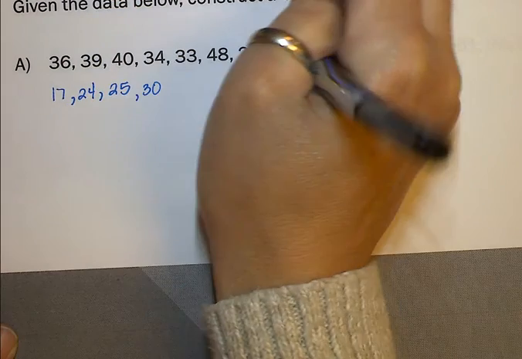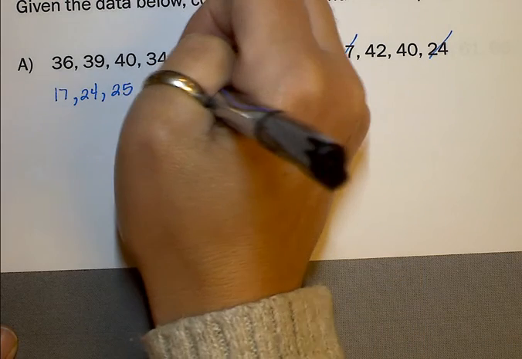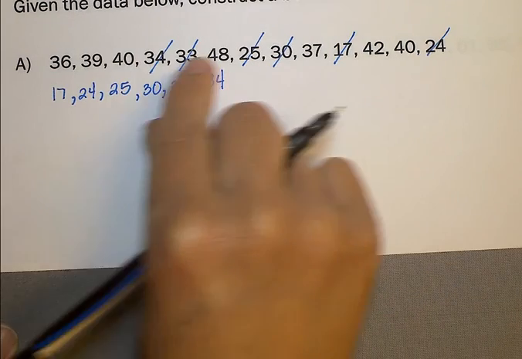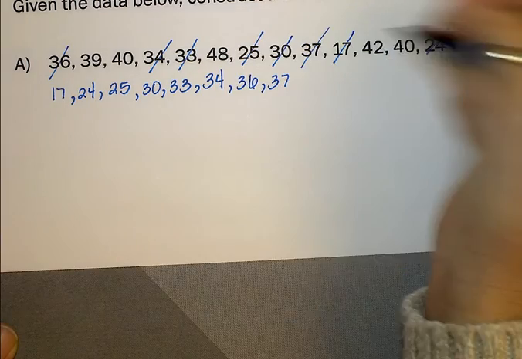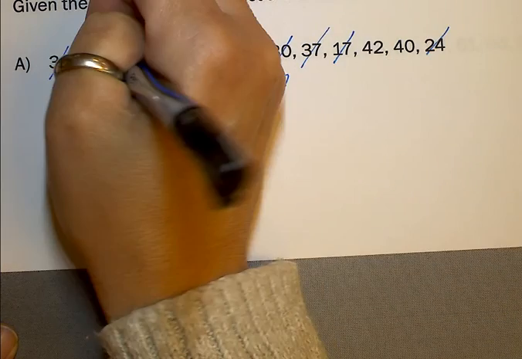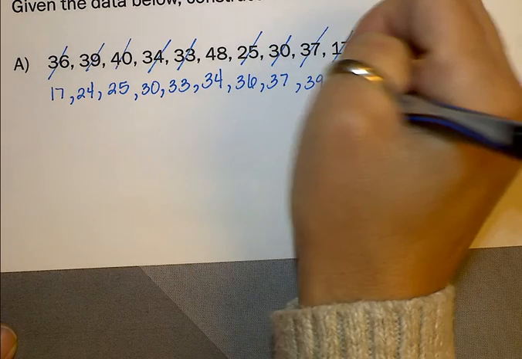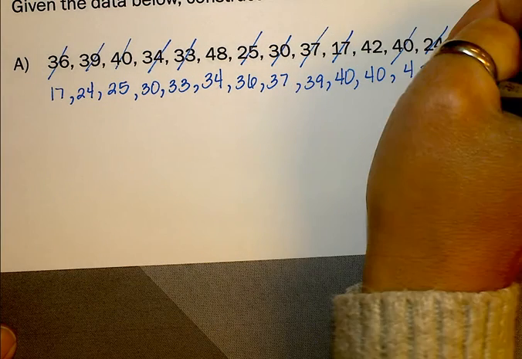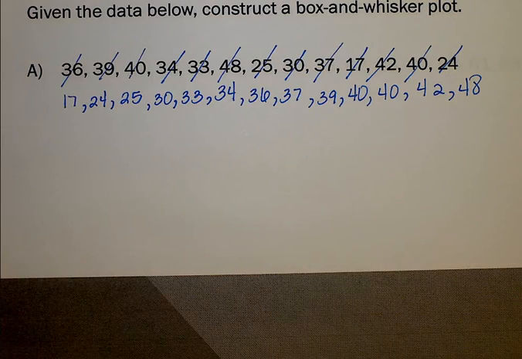After 30 is a 33, and then a 34, and then a 36, and a 37, and a 39, and a 40 twice, so we have to list it twice. And we're ending with a 42 and a 48. I like to mark things out as I go. I think it helps me keep track of what's been used.